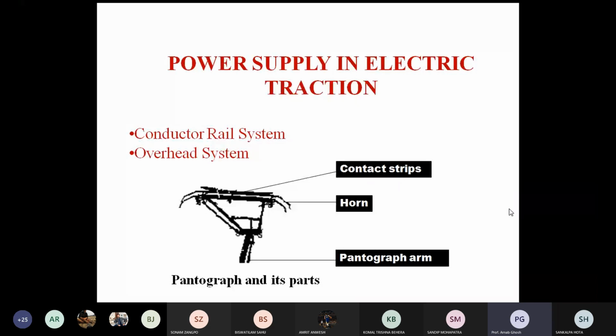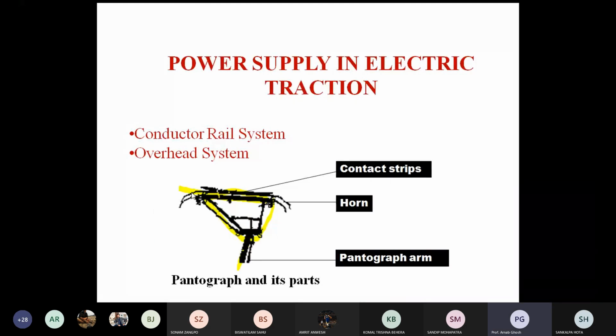So from the diagram, I think all of you will be able to see the basic diagram of the power supply in the traction. You know the conductor. From the diagram, it is the diagram of the pantograph. Pantograph means, it's a jet-shaped thing you can see on the roof side of the locomotive, in any of the trains. That is normally known as a pantograph.